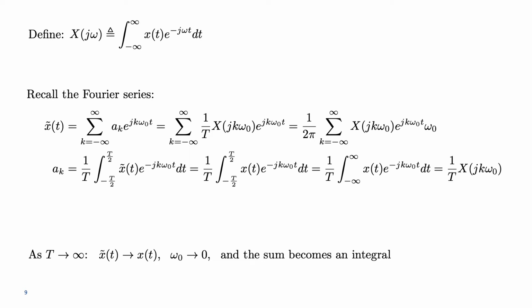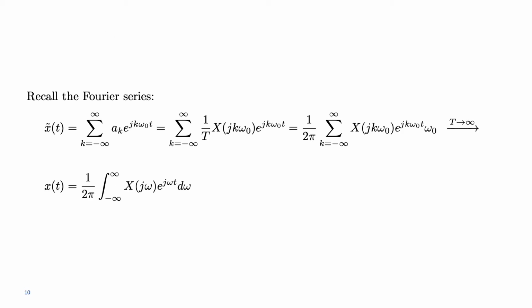Also, omega 0, the fundamental frequency, goes to 0 because it's inversely proportional to the period, and the sum that we have on this slide becomes an integral. Let's see that in formulas. So as I said, the sum converges now to an integral, and therefore we finally have an expression for our signal x of t. Our signal x of t, which is not periodic, can be written as 1 over 2 pi, the integral of X of j omega e to the j omega t d omega.